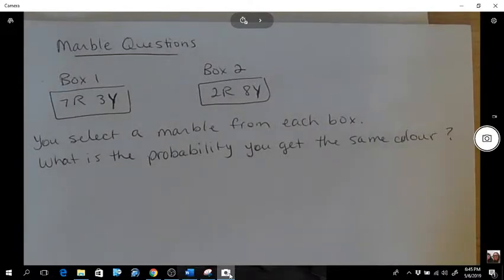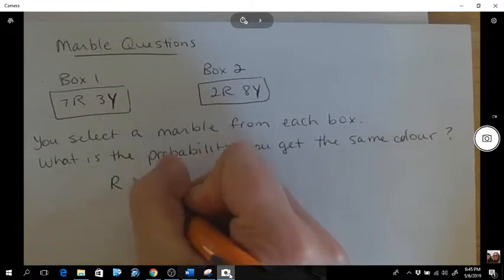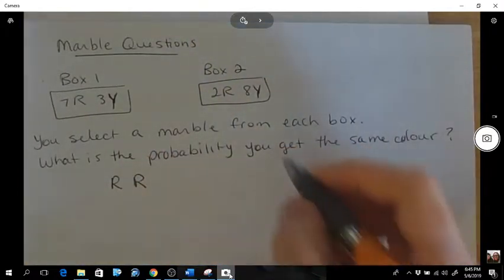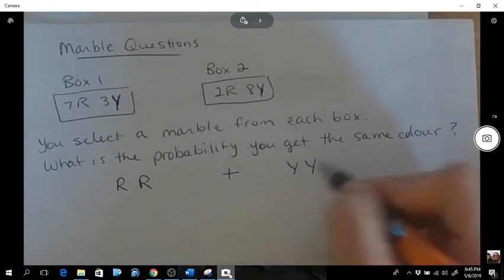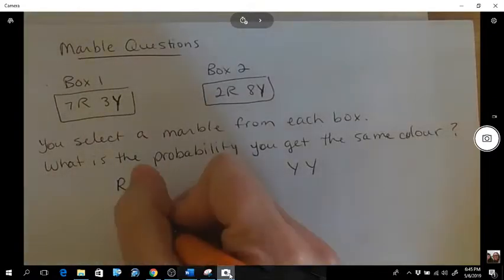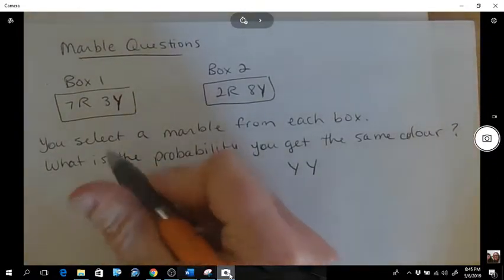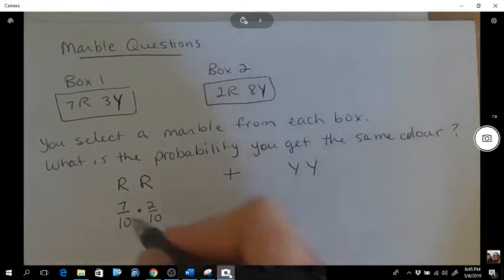Okay, so you have to do 2 scenarios. The first one would be if you get a red and a red, and then you're going to add if you get a yellow and a yellow. So those are the 2 scenarios that could happen. If you get a red, you would have a 7 out of 10 on the first box and a 2 out of 10 on the second, which comes to 14 over 100.